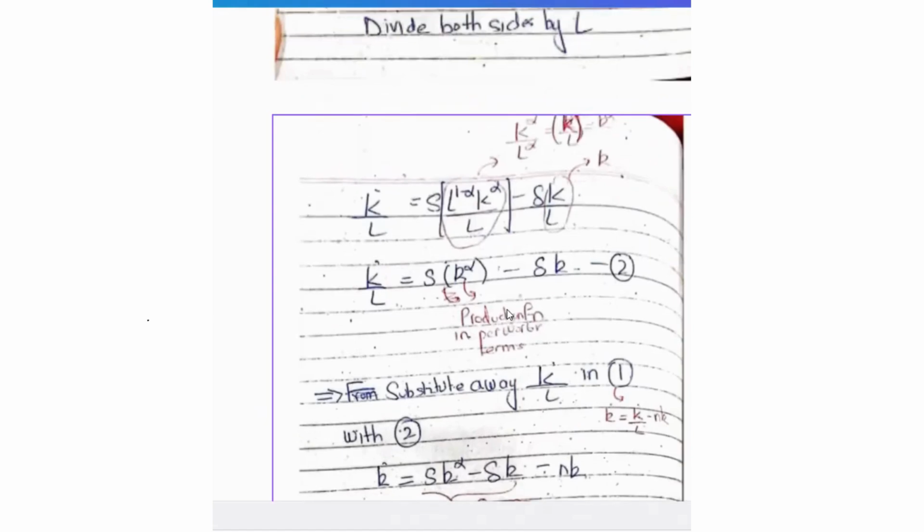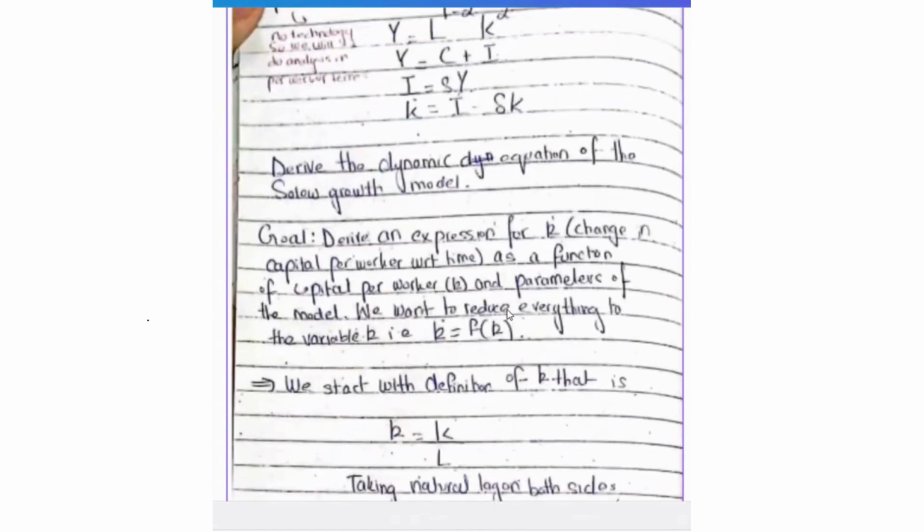And from here, then we can write k dot as s k to the alpha minus delta plus n times k. This is giving us our dynamic equation in per worker terms. We have expressed small k dot solely as a function of small k and parameters of the model s, delta and n. So we found a dynamic equation of the Solow growth model.